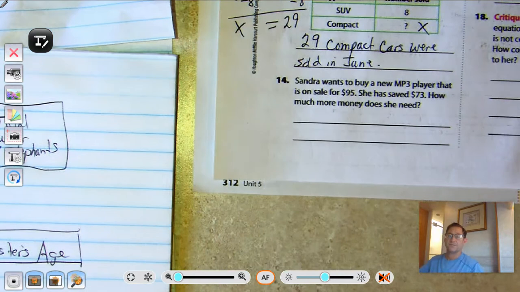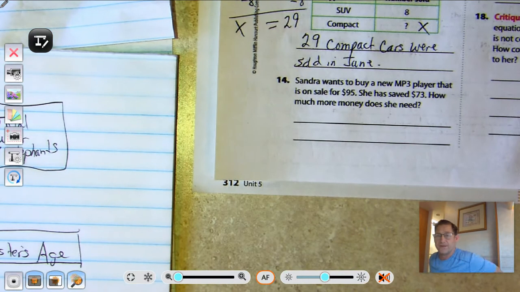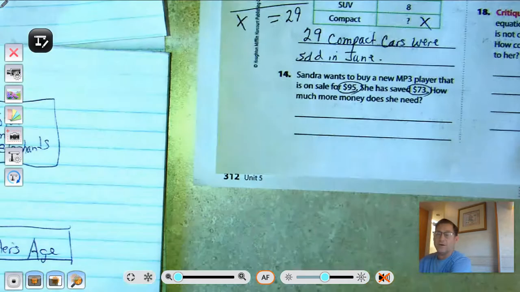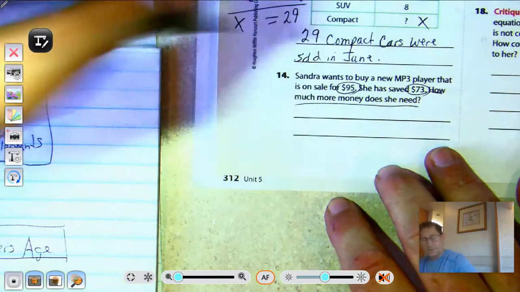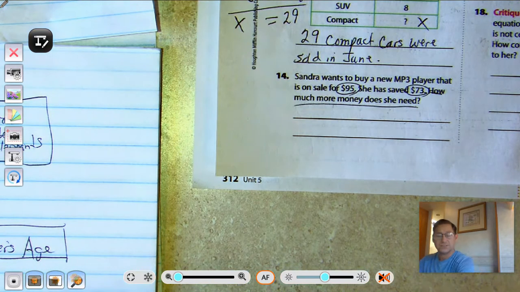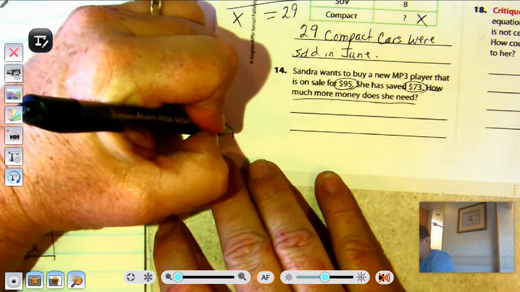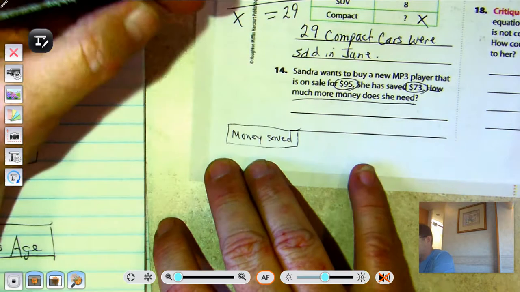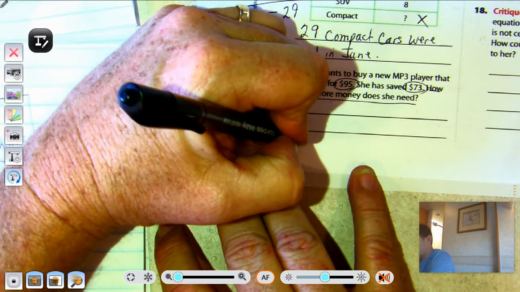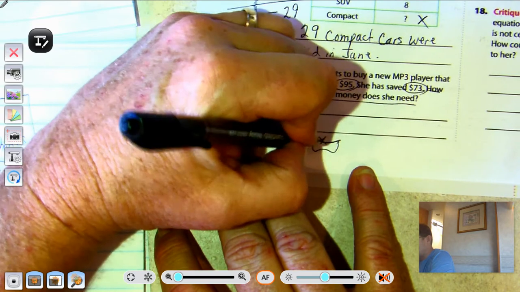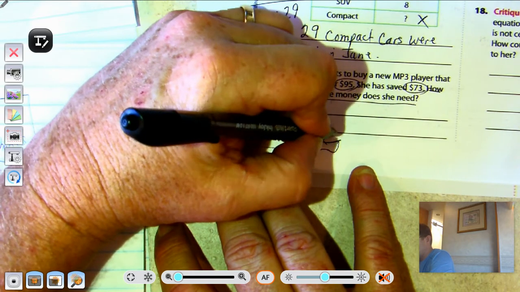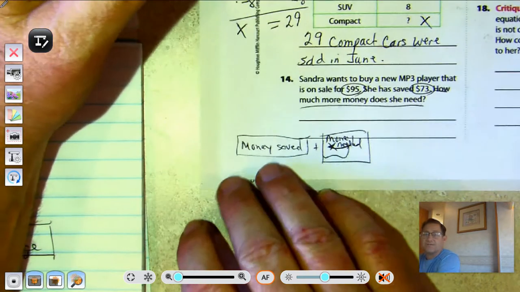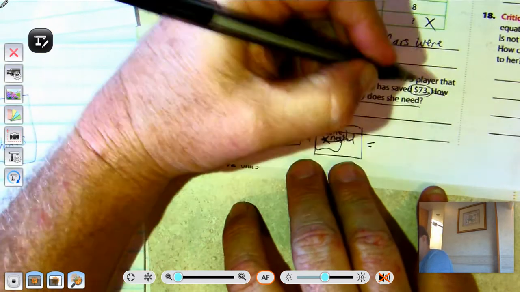All right, number 14. Sandra wants to buy a new MP3 player that is on sale for $95. She has saved $73. How much more money does she need? Okay, so we know she has a certain amount, right? So we know she has money saved plus money needed. Okay, so money saved plus money needed equals cost of MP3.